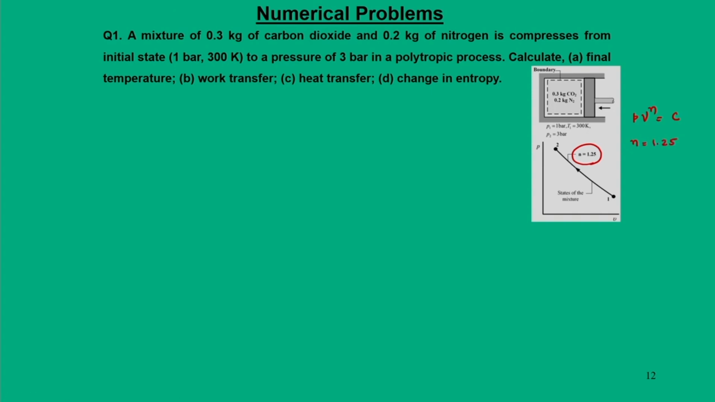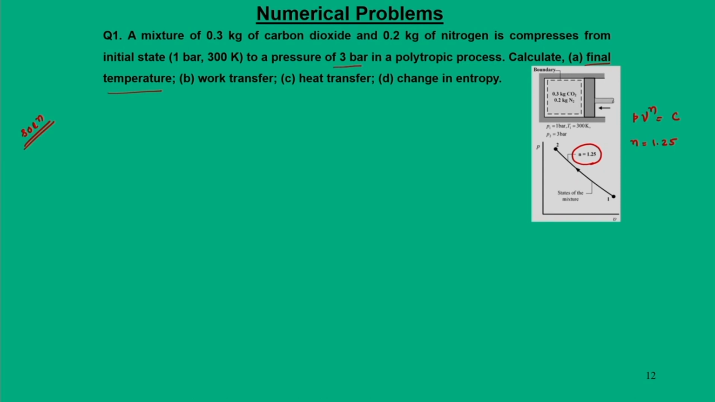Now, if this is the situation, let us see how you will go about. So, let us start the solutions. The first question that was asked: we have to find out the final temperature. We are given the final pressure, but we are not given the final temperature.